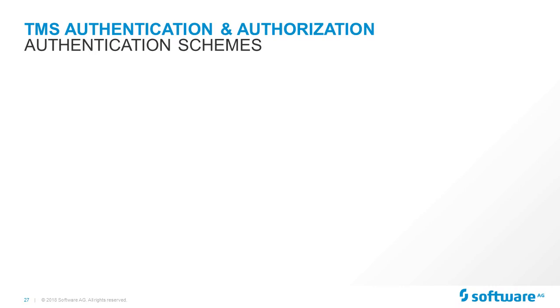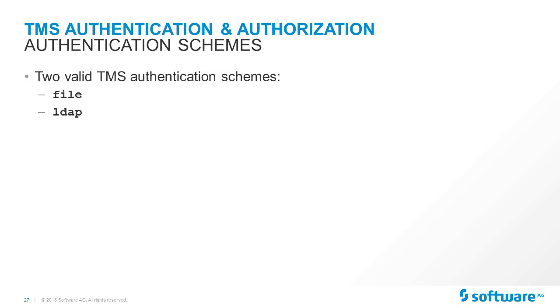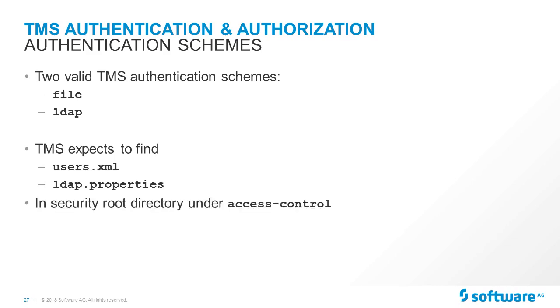There are two different authentication schemes that can be configured in TMS: File and LDAP. Note that there's no certificate because the login is done via a login form that takes a username and password. TMS expects to find a users.xml file if you've configured File, or an LDAP.properties file if you've configured LDAP, again under the access control directory in the security root directory.